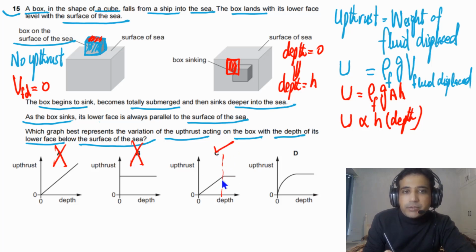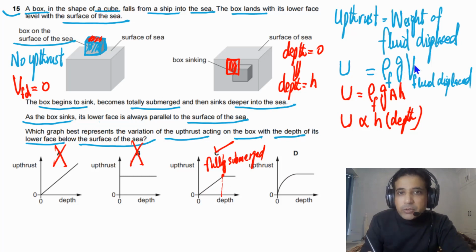This is the point when it is fully submerged. After that, upthrust will remain constant because the volume of fluid displaced will be the same, g is a constant, and the density of fluid is constant. The other option is not possible because these two quantities are directly proportional. So the answer for this question is C.